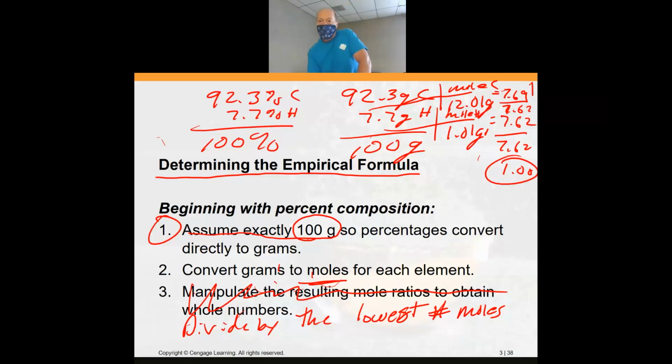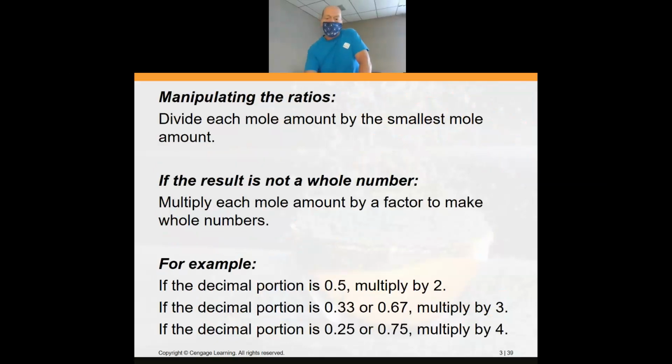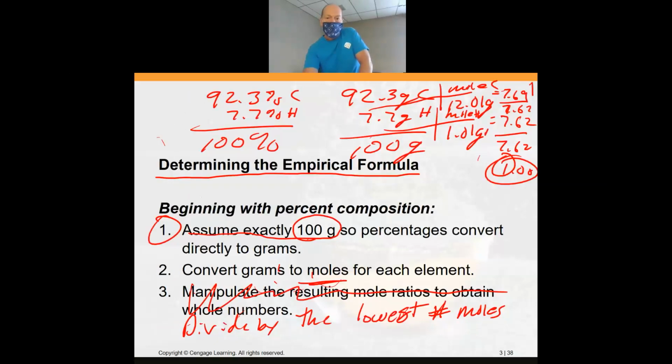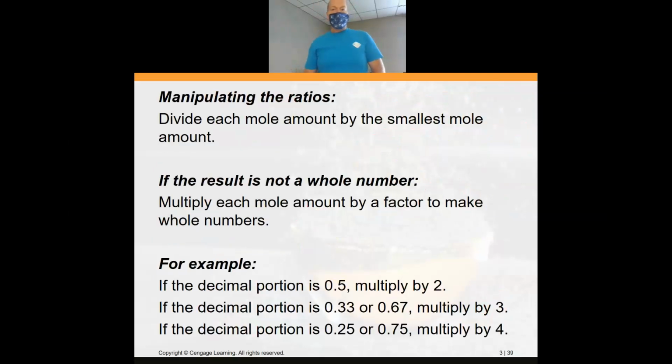So then you go to the whole number. That's a 1, that's a 1. Oh, they do say that. Okay, fine. So 3 is to manipulate, and I guess they go through the rules later. And so now you have 1 carbon to 1 hydrogen, but when they're 1s, you don't put them. So it's CH. The empirical formula for benzene is simply CH. So here it is: manipulating the ratios. Divide each mole amount by the smallest mole amount. In the case of benzene, we got 1 and 1.